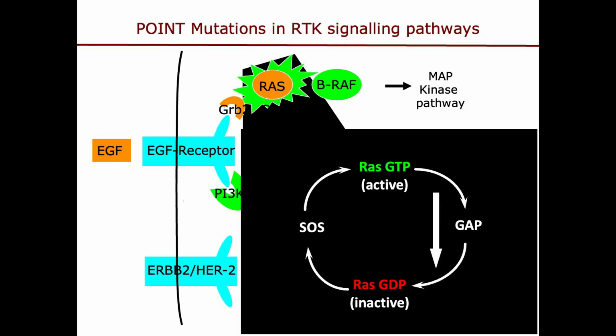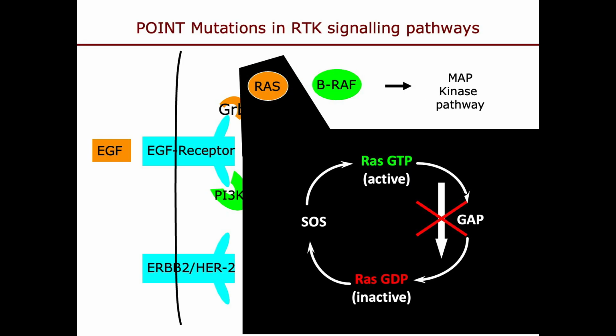The point mutations in RAS tend to inactivate the GTPase activity, and certainly some of them prevent the binding of the GTPase activating protein, which has the effect of reducing the rate at which GTP is hydrolyzed or preventing it altogether, and so the RAS remains in a permanently active signalling form.